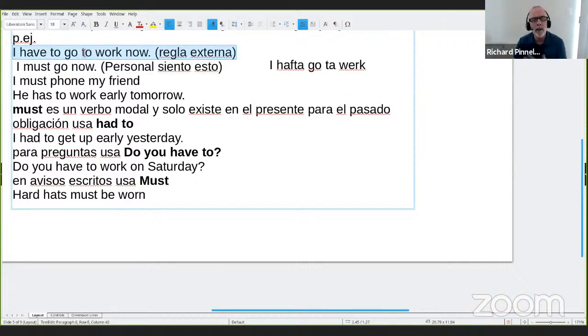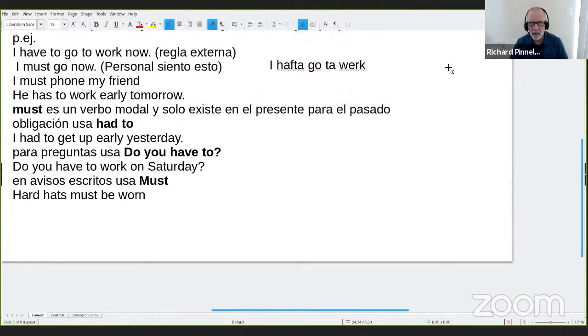La diferencia es que generalmente usamos have to cuando es una regla externa. Por ejemplo, en este caso, tengo que ir a mi trabajo porque es una regla del trabajo, de mi vida, ¿no? Pero si yo estoy hablando con un amigo y digo, bueno, I must go now, es que yo siento la obligación de ir porque tengo cosas que hacer. Esa es la principal diferencia. I have to go to work. I must go to work. En la vida real puedes intercambiarlos en muchos casos. El otro uso de must es que si ves una noticia escrita, por ejemplo, el ejemplo que tuve antes, hard hats, well, ahora con el COVID-19, masks must be worn.